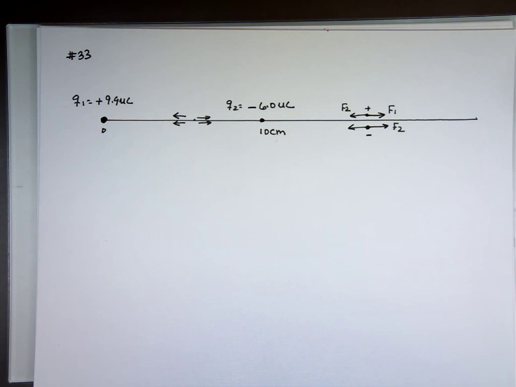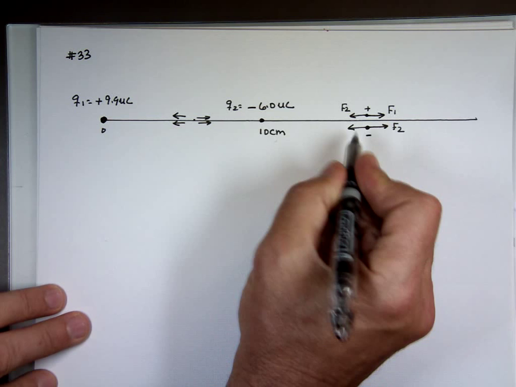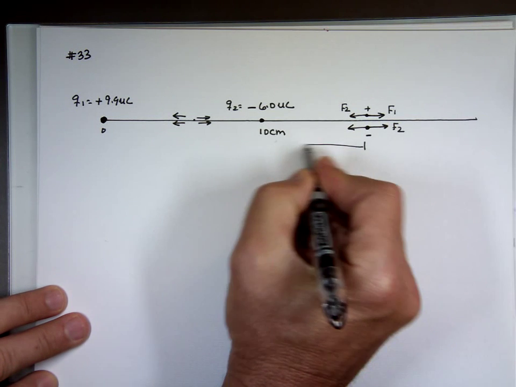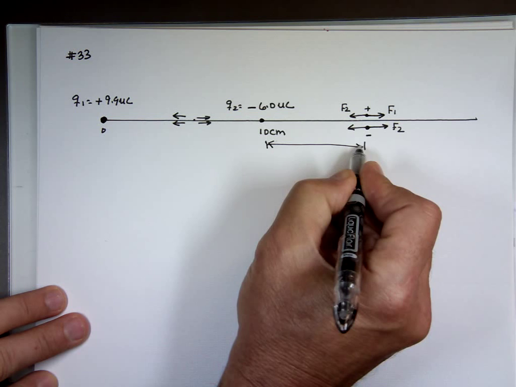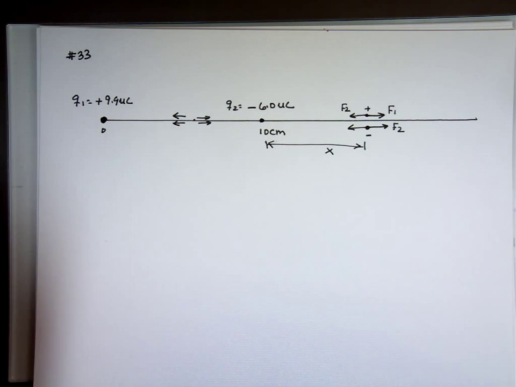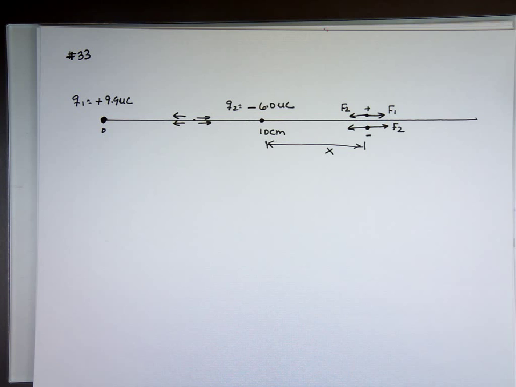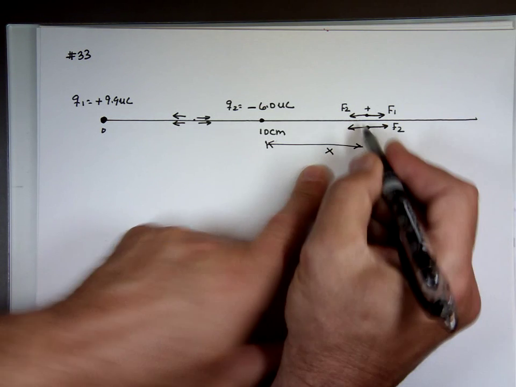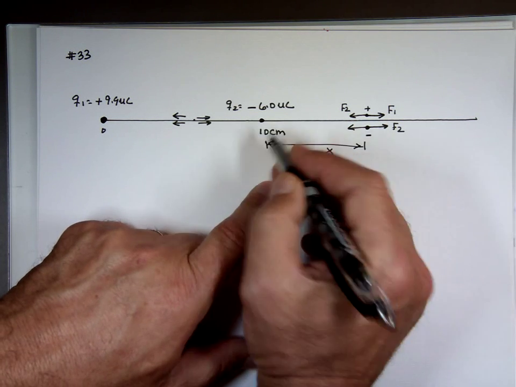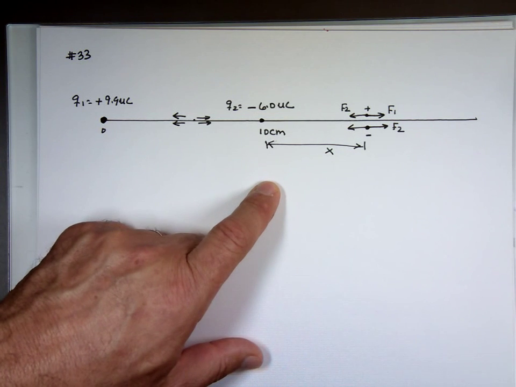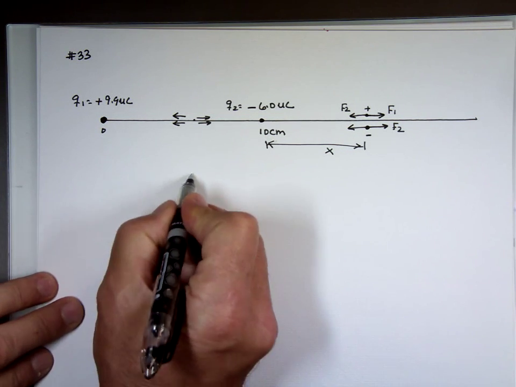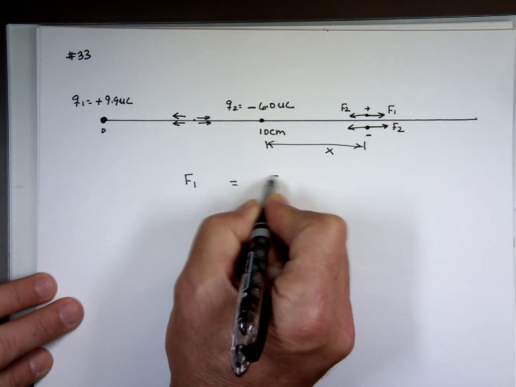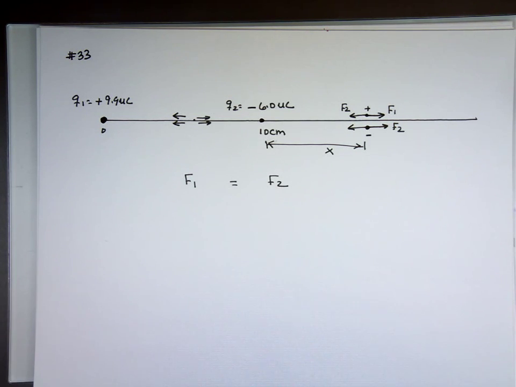Okay, let's call the distance from the charge here to this one x. Where are we going to put it? At what position x should the third charge be placed? So I'm calling that distance x. If this is 7 centimeters, I know it should be placed at 17 because that's x centimeters away from 10. So I want F1 to equal F2. I want to make sure these forces are equal to each other, opposite in sign.